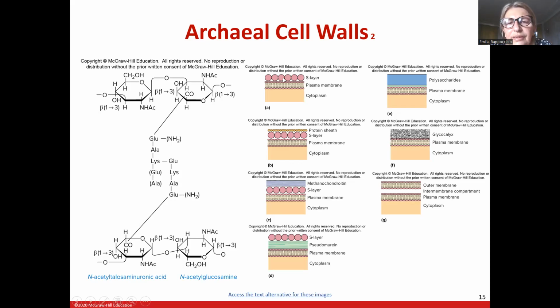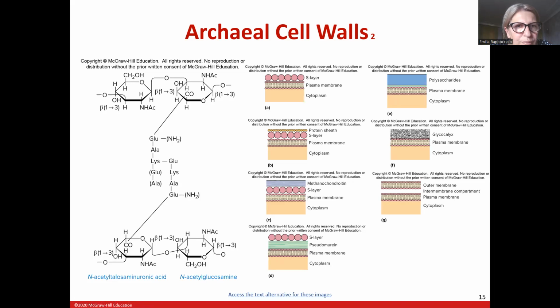And this scheme here shows different types of cell wall. You have type A, where you have the cytoplasm, the plasma membrane, and then the S layer, so very easy. Then there is B, plasma membrane, S layer, and then another layer of protein outside. C, which is S layer, and methanochondroitin. Chondroitin, maybe you know it from other courses, is found in cartilage in humans and in other animals.